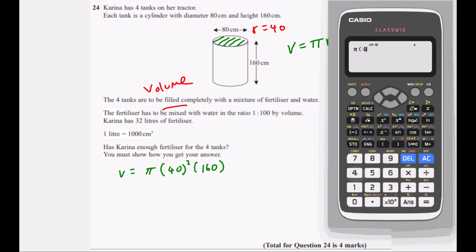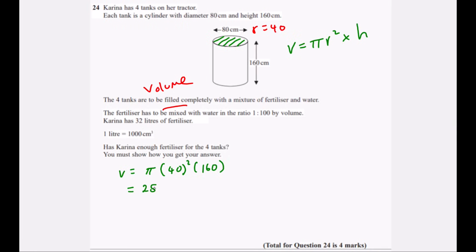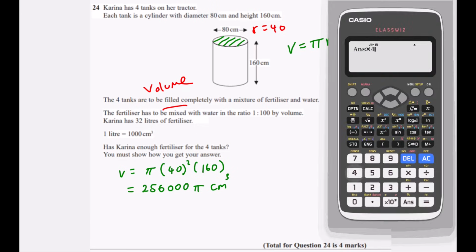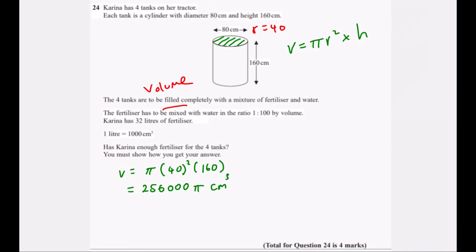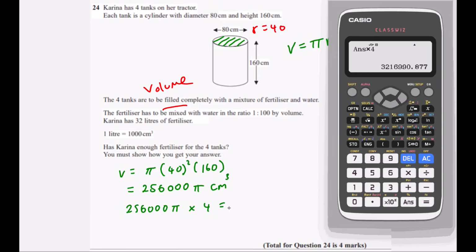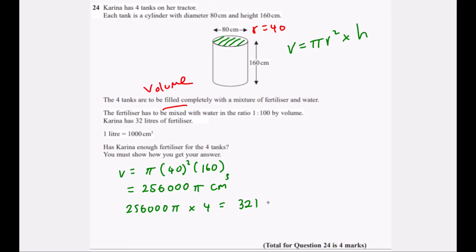Pi times 40 squared times 160 is 256,000 pi centimeters cubed. We've got 4 tanks, so times 4 is 321,690.6990 centimeters cubed. And so that's our volume.